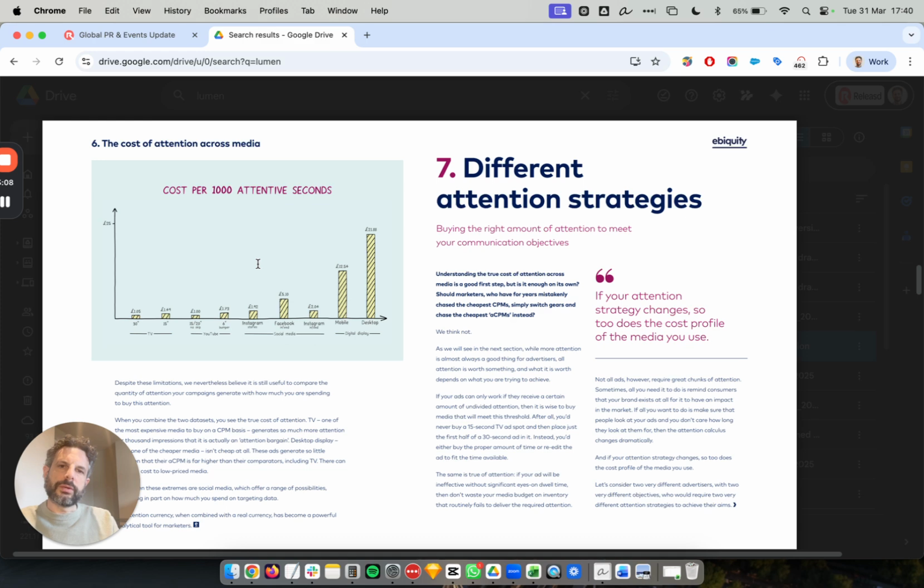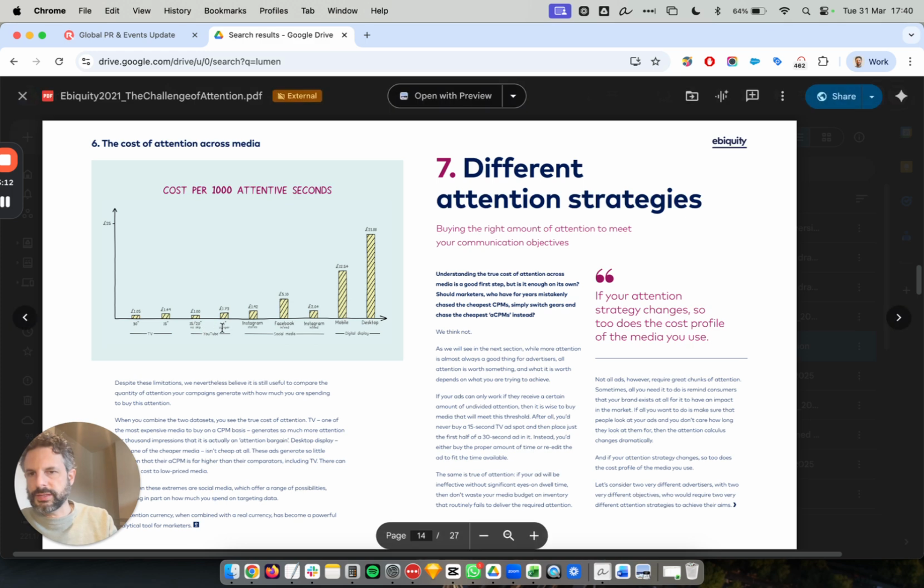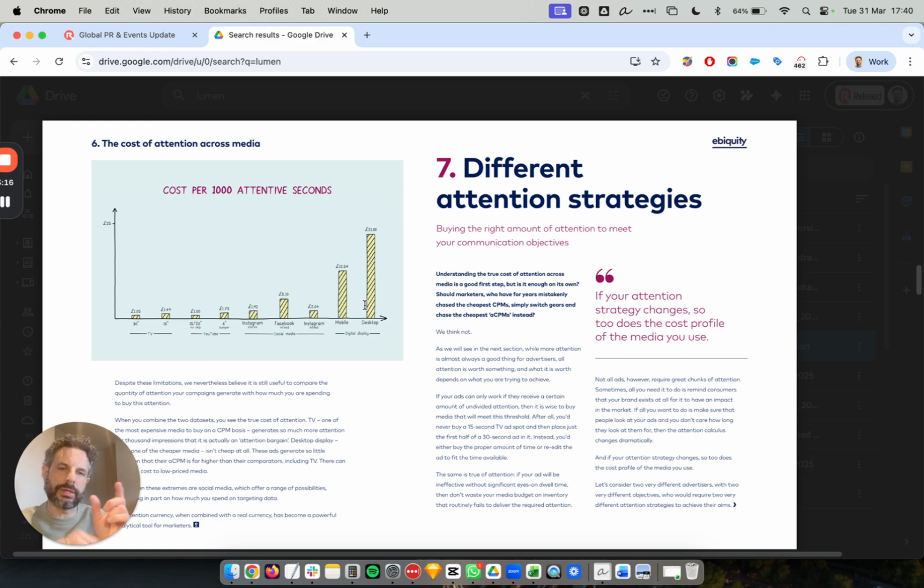So this is what we do. We say, okay, here's the amount of attention we've earned based on the rates for attention for different ad types, and we've used digital ads because they're closer to online coverage than obviously broadcast or YouTube ads. Here's the kind of media spend you'd need.